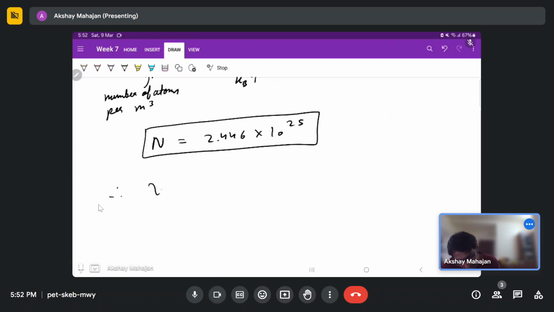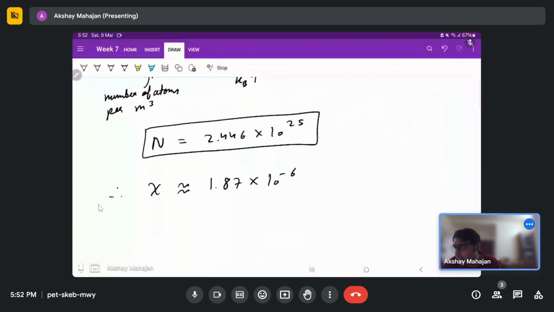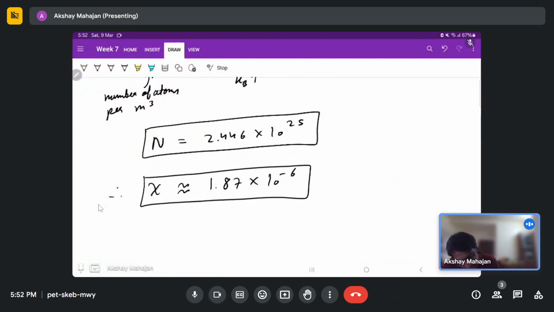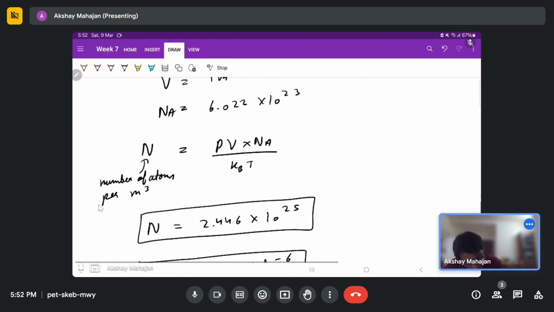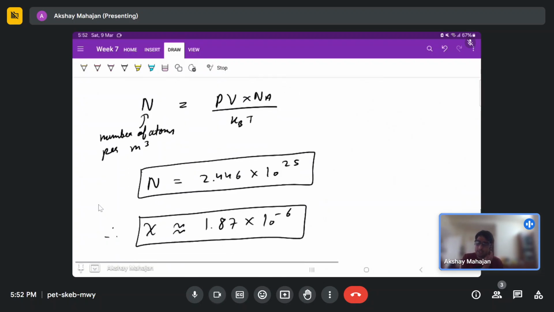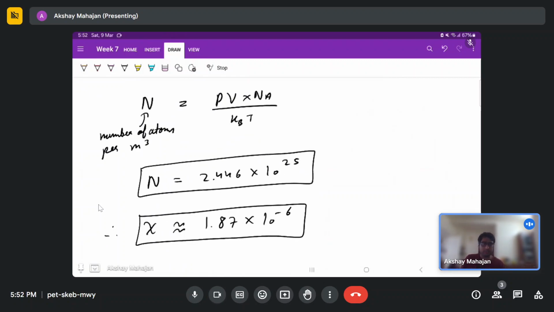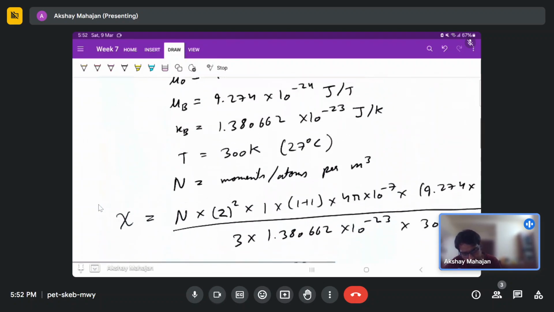Therefore, chi will be approximately equal to, calculating, 1.87 into 10 to the power minus 6. Actually, let me check if this capital N is correct. You can just check these values. The answer might be a little different, as there may have been some calculation mistake, so just check if this value is correct. But basically the method is the same.